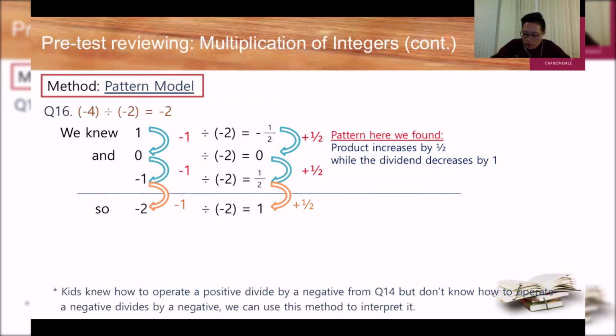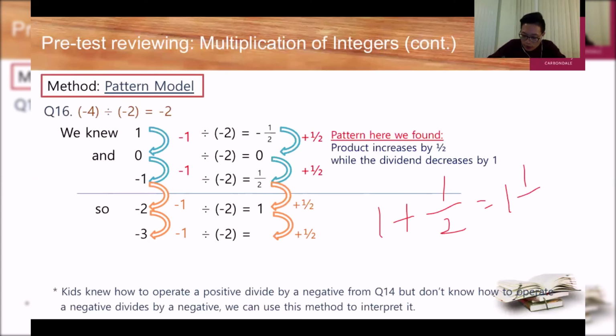Our dividend is from -2 to -4. So -3 divided by -2. Again, the dividend decreased by 1, and the product will increase by 1/2. So 1 and 1/2. What's the answer? The answer will be 1 and 1/2.